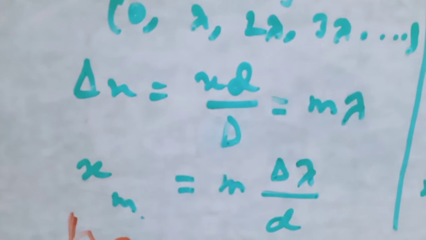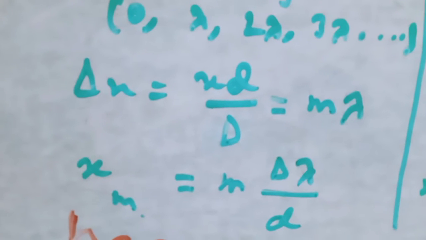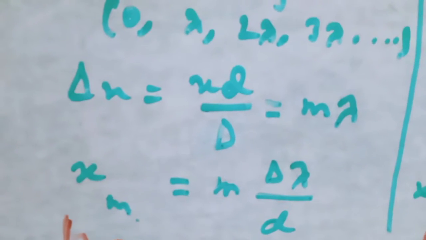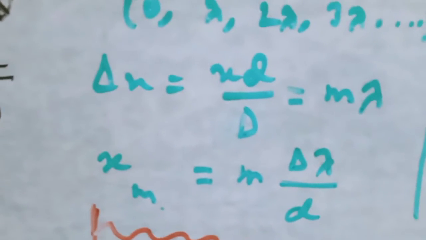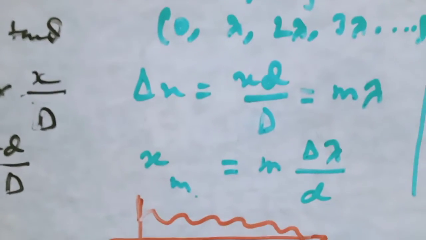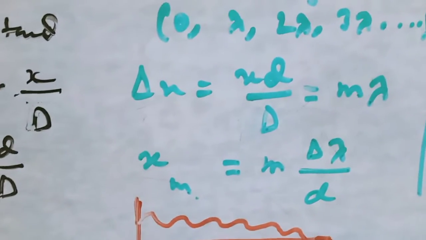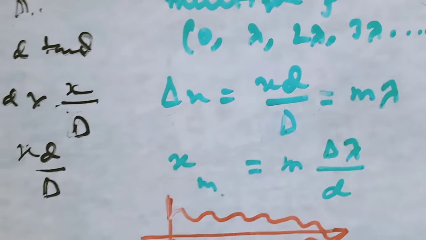xd by capital D is equal to m lambda. So x is equal to D lambda by d into m. The position of the mth bright fringe will be m into capital D lambda by small d.